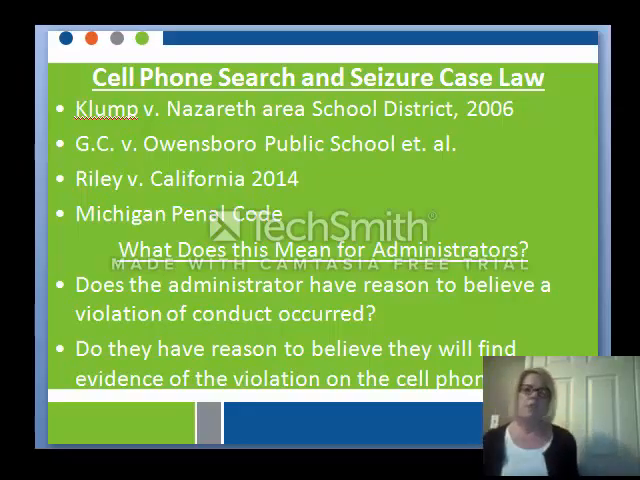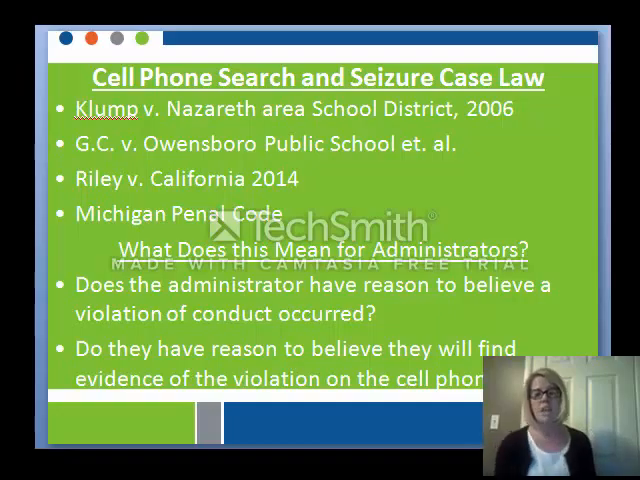Well, I think when we combine Riley v. California with the New Jersey case, and then when we consider the Michigan Penal Code, which I'll read for you here, which states that a person shall not willfully or maliciously read or copy any message from a telegraph, telephone line, wire, cable, computer network, computer program, or computer system, or telephone or other electronic medium of communication that a person accessed without authorization.